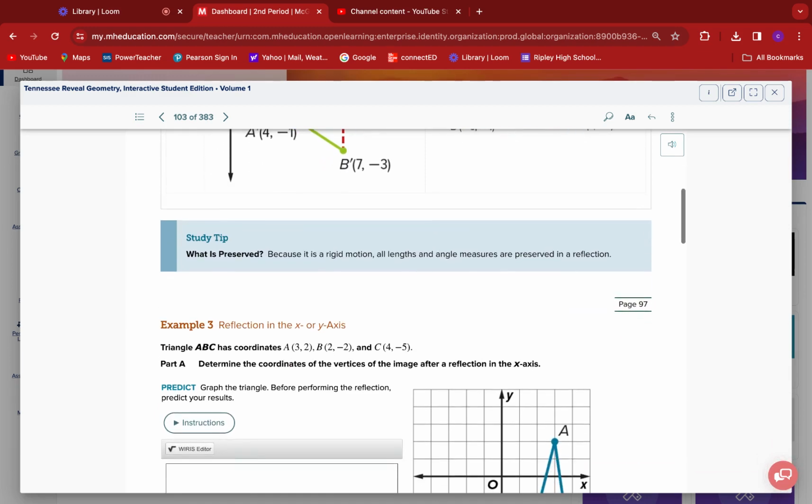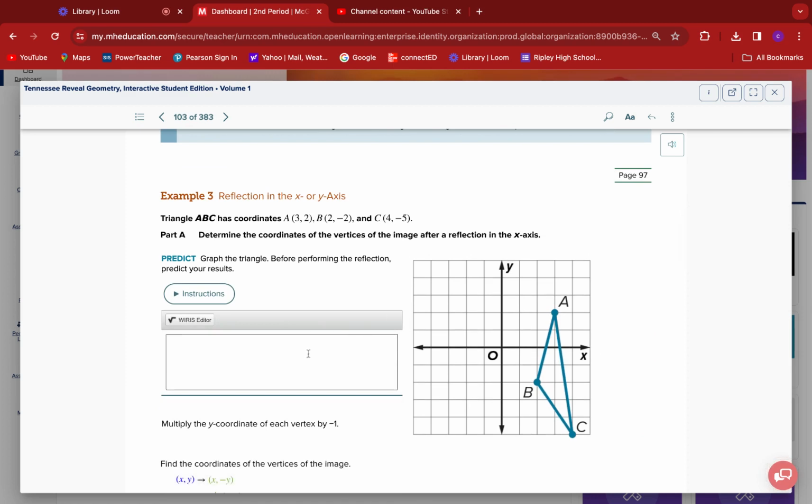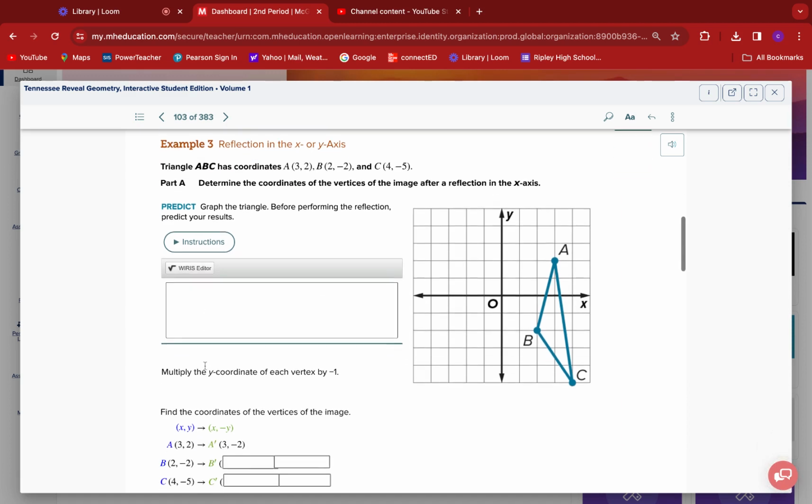Go to example number 3. All right, it says triangle ABC has coordinates A, blah, B, blah, and C, blah. Determine the coordinates of the vertices of the image after reflection across the x-axis. Okay, visual people. This A will be the same distance below the x-axis. The B will be the same distance above the x-axis. And C will be the same distance above the x-axis. But it really just changes the y value signs, everybody. It just changes the y value signs.